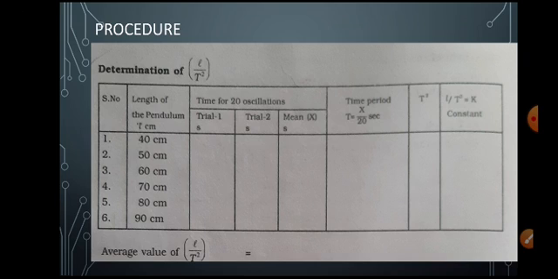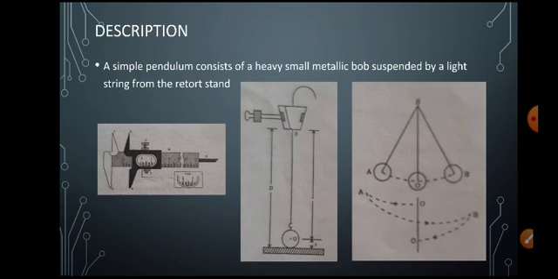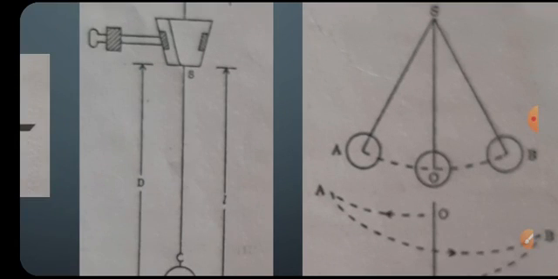First, arrange the bob. Suspend the bob at a distance from the point of suspension. For example, from the point of suspension to the bob, the length is 40 centimeter. Then pull the bob and release it. It makes oscillations.